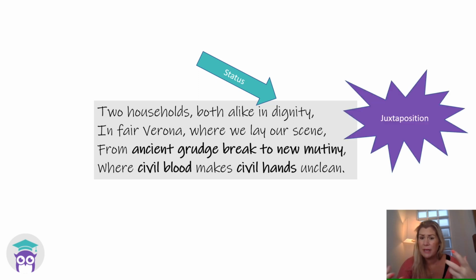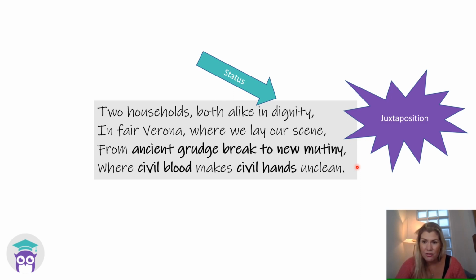Okay, let's start looking a bit at the features. So we've got this wonderful juxtaposition in the third line. From ancient grudge, break to new mutiny. So the juxtaposition comes from these adjectives here, from ancient to new. Okay, so ancient meaning well back in the past, and new meaning current. So we've got the juxtaposition, but what these adjectives are modifying or describing are these abstract nouns, grudge and mutiny.